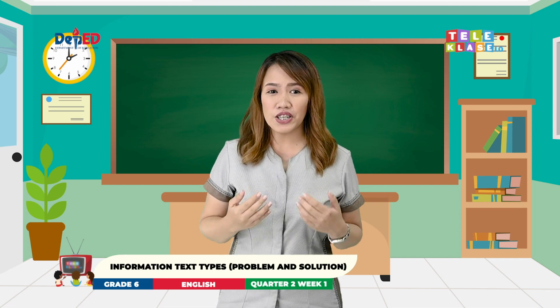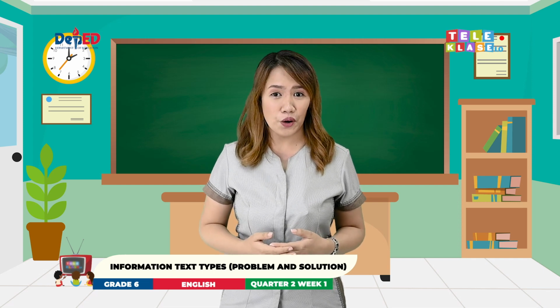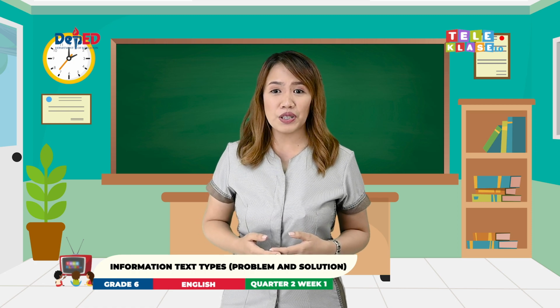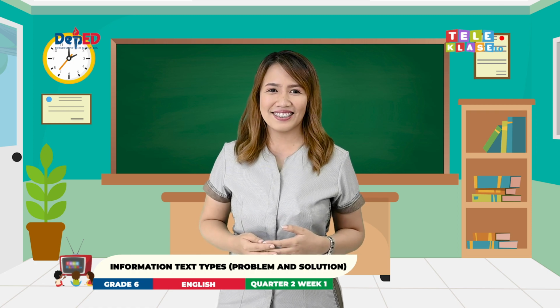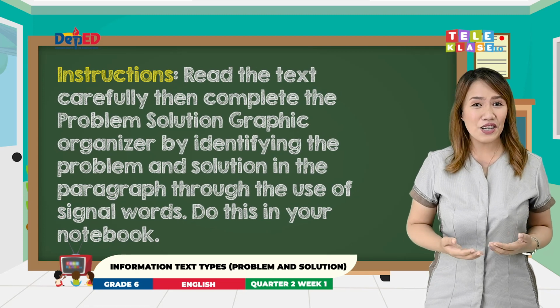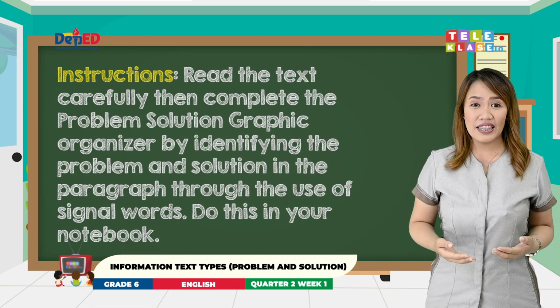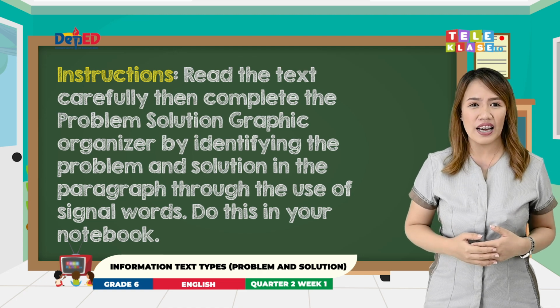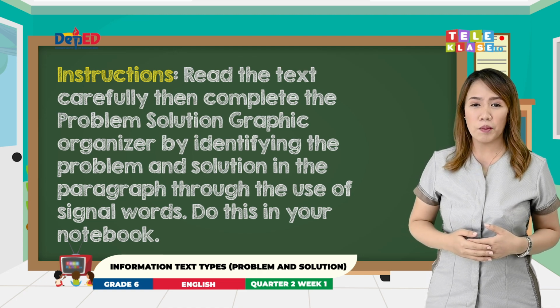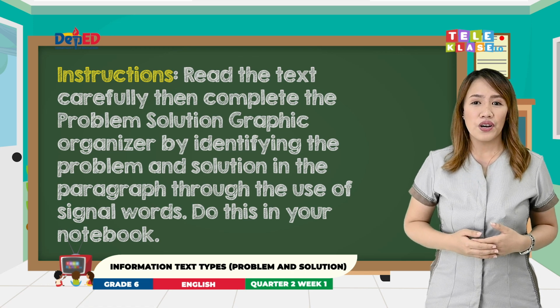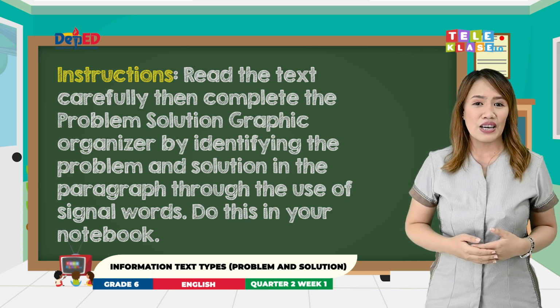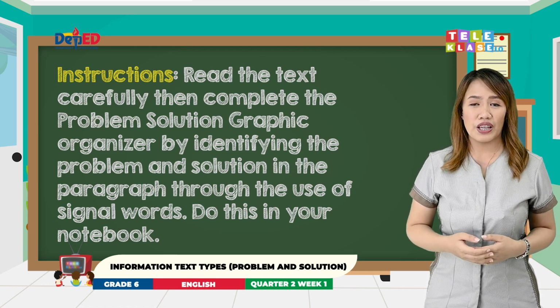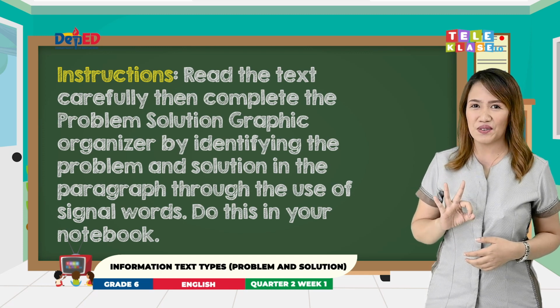This time, you are to read and analyze a text on your own. Apply what you have learned by doing the next activity. Kids, this is what you're going to do. Read the text carefully, then complete the problem solution graphic organizer by identifying the problem and solution in the paragraph through the use of signal words. Do this on your notebook. And you have 3 minutes to do this activity.